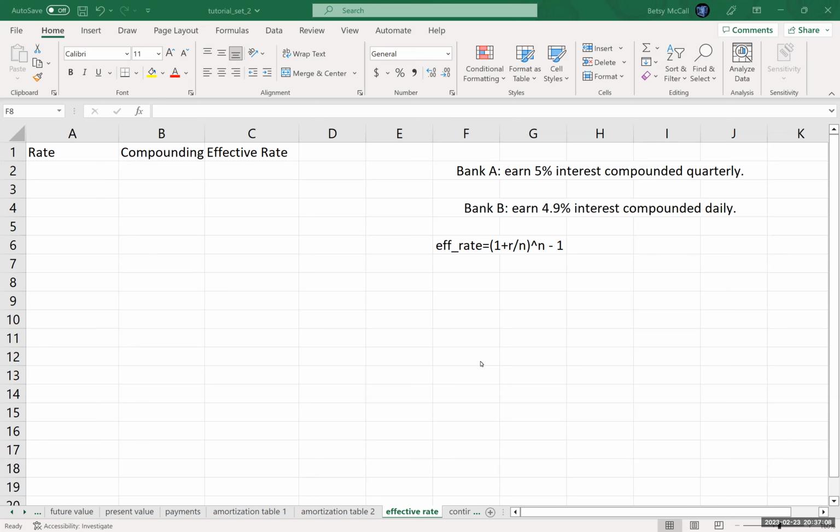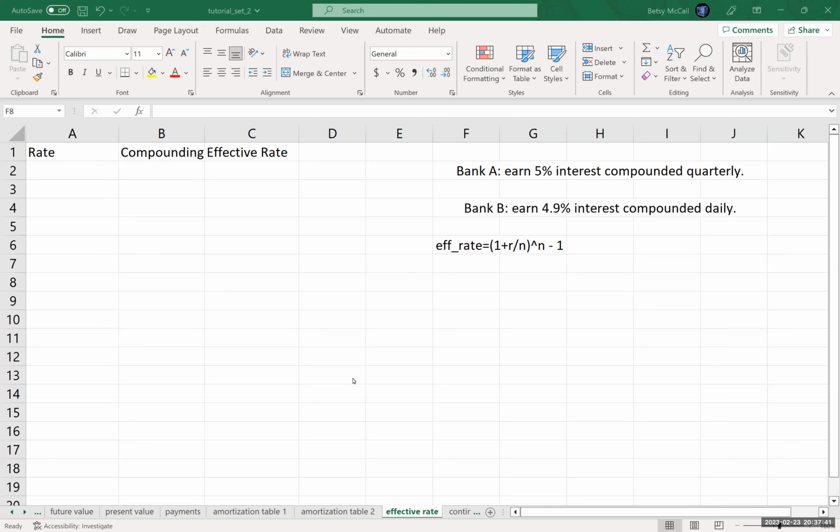We have a 5% interest rate at Bank A, but they're only compounding quarterly. Whereas Bank B is earning a slightly lower interest rate, but it's compounding daily, which is much more frequently. And so what we want to calculate is the effective rate. Essentially, if I put a certain fixed amount of money in both accounts, which one is going to earn the higher interest at the end of a year, not a single period, but at the end of a year. So we're going to calculate the effective rate.